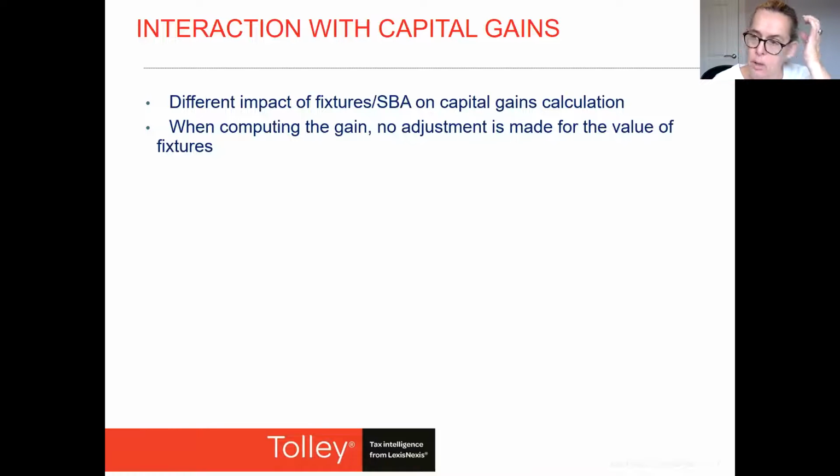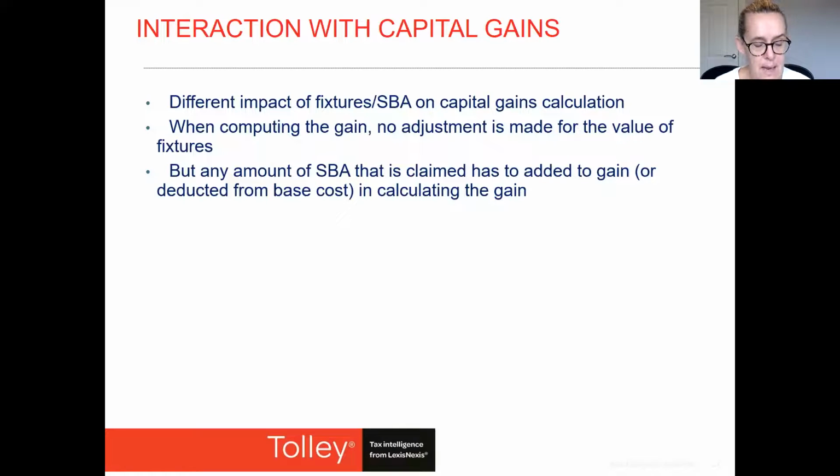So if you're selling a property for £1 million and you decide that £100,000 of that relates to the fixtures, you don't make an adjustment. The sale price is £1 million, and the same would be true of any acquisition cost. And that is, of course, because any value that you allocate to the fixtures will be adjusted for in the capital allowances computation.